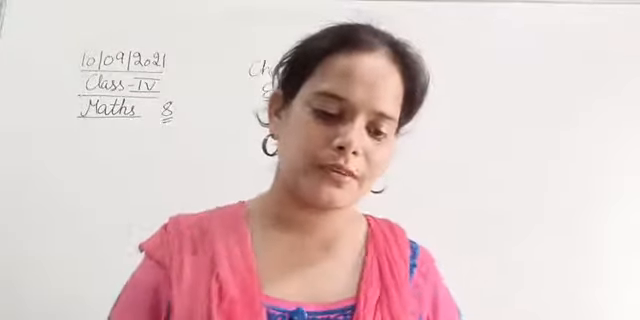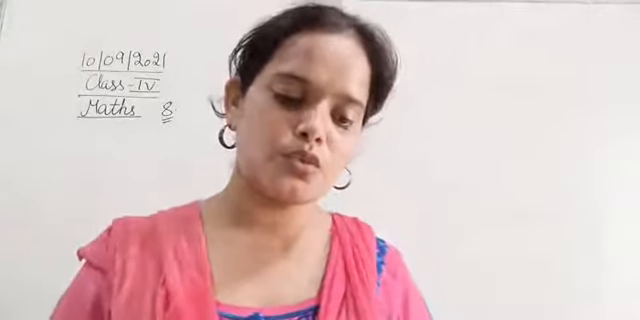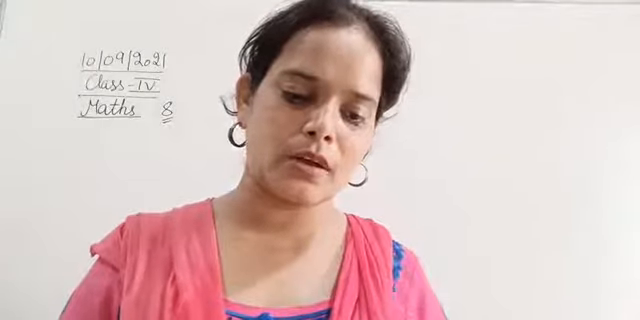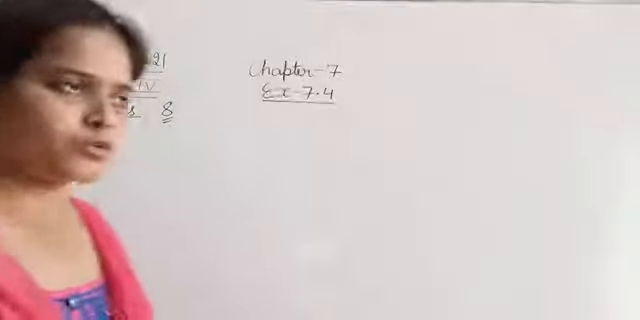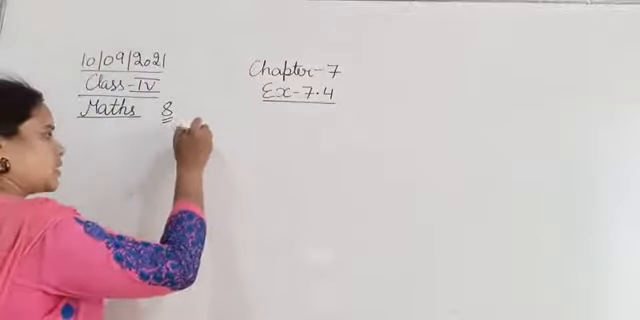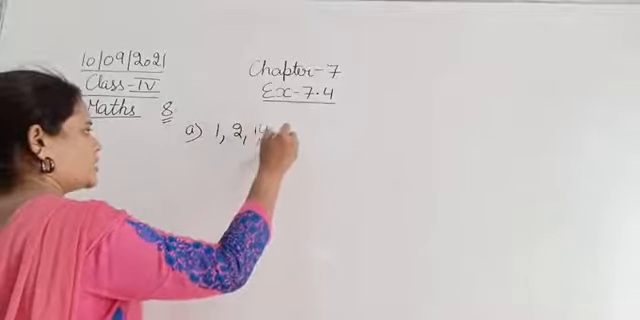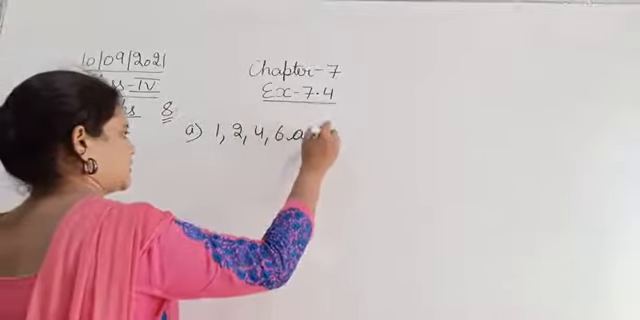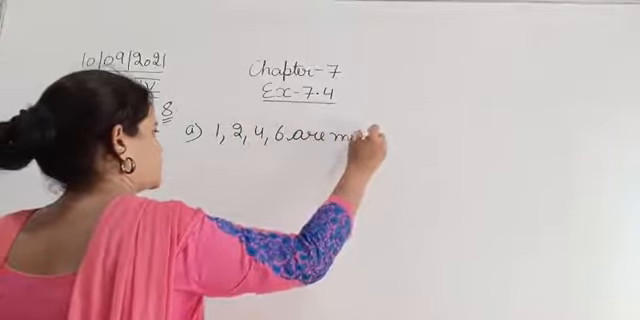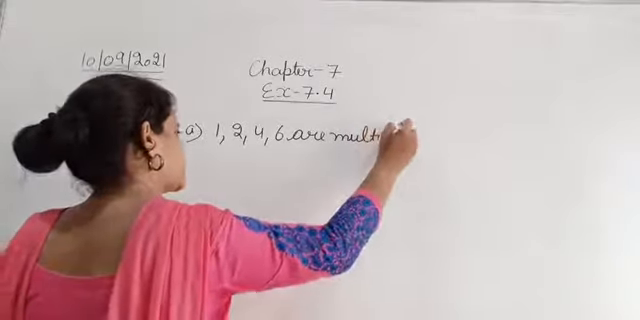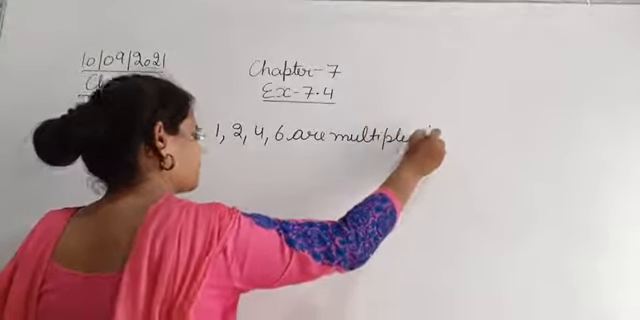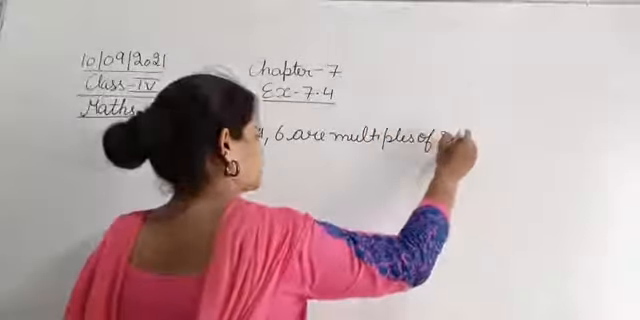So here they have given the A part: 1, 2, 4, 6 are multiples of 2. So the first is: 1, 2, 4, 6 are multiples of 2.